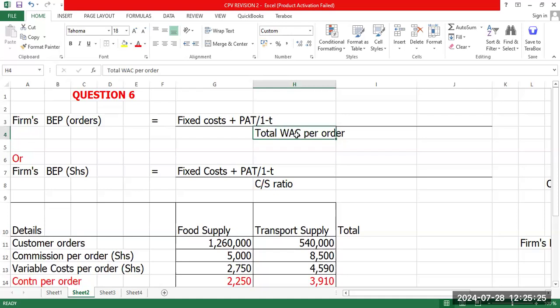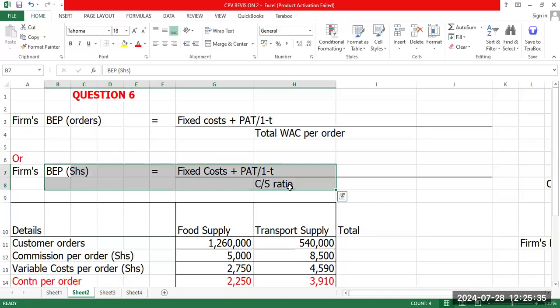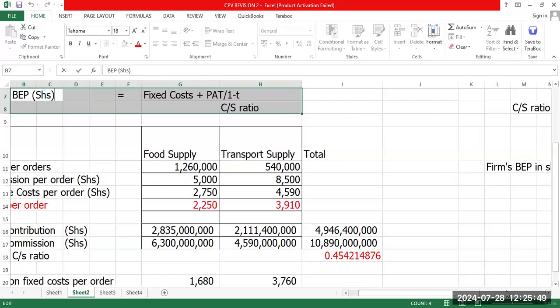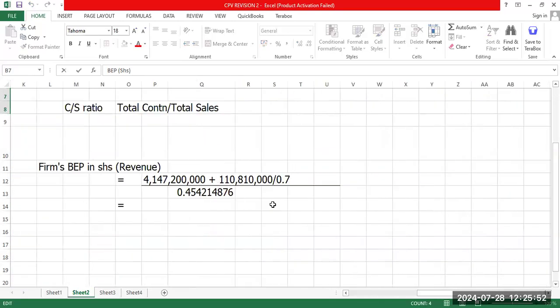And when you're using this formula, you are getting your answer in orders or in units. But when you're using this formula, your answer should be in shillings. Let me hope now you're okay. All right, so what do you have? The final answer? And I said it is good to leave those decimal points to get the accurate figure.